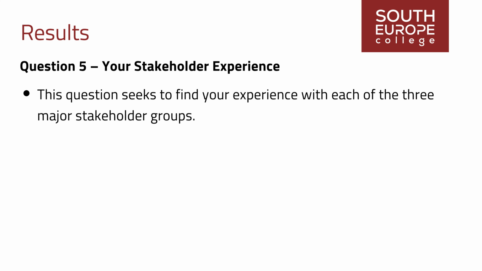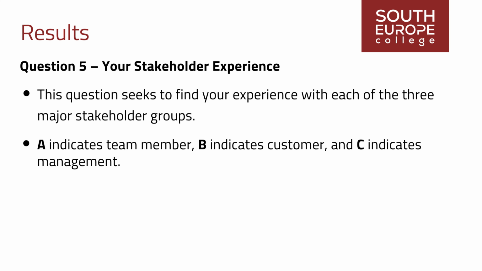This question seeks to find your experience with each of the three major stakeholder groups. A indicates team member, B indicates customer, and C indicates management. This is which stakeholder group you have most commonly been part of. This could mean that you most easily identify and understand this group's needs and desires, and that your primary experience involves dealing with one or both of the other groups.